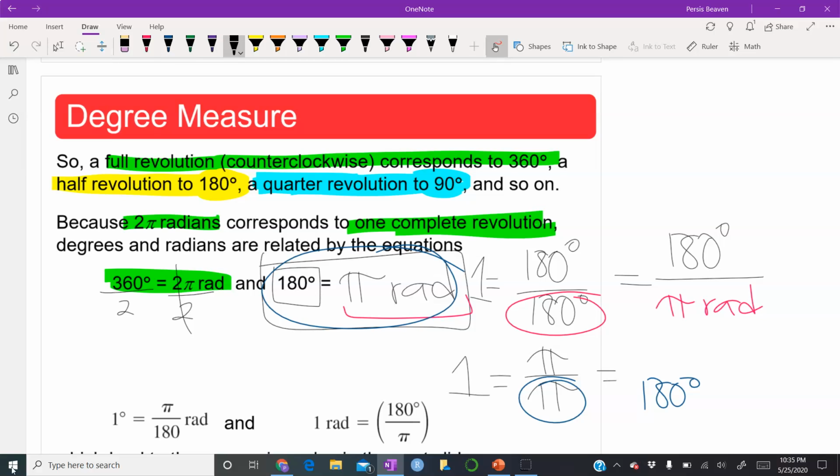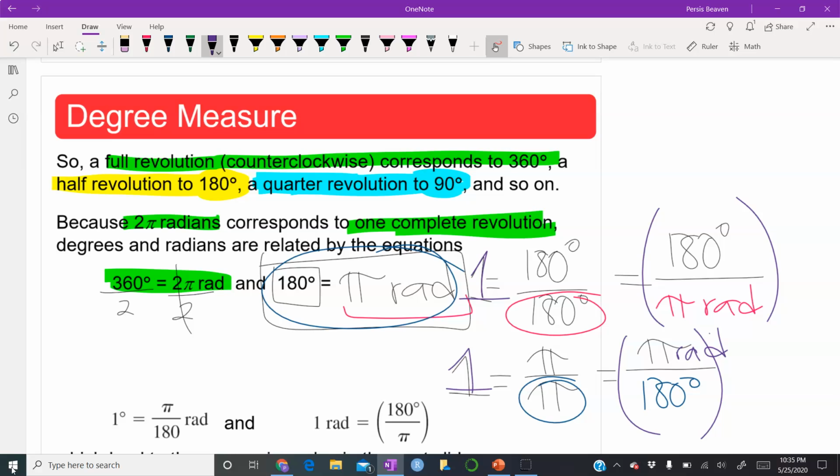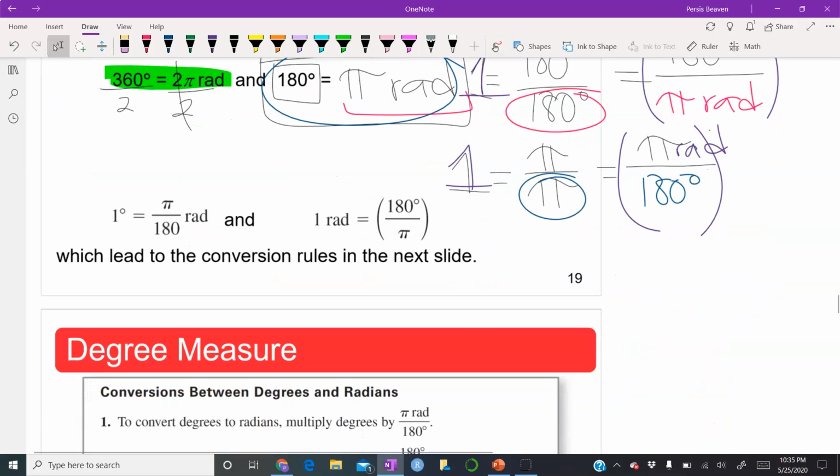And we can do that because of this statement. So if we just write as a fraction here, these two things that we have here are what we call our unit conversion factors. So 180 degrees divided by pi radians is equal to 1, just like pi radians divided by 180 degrees is also equivalent to 1. And that is also what we have here.